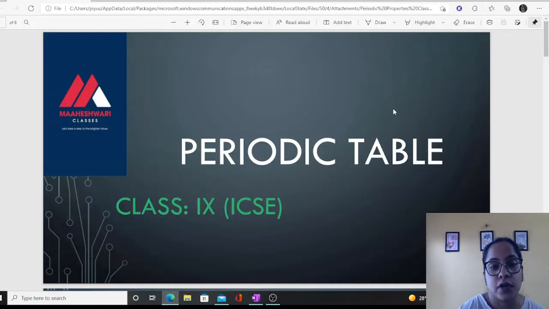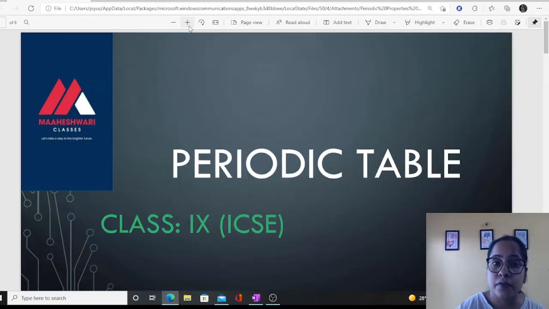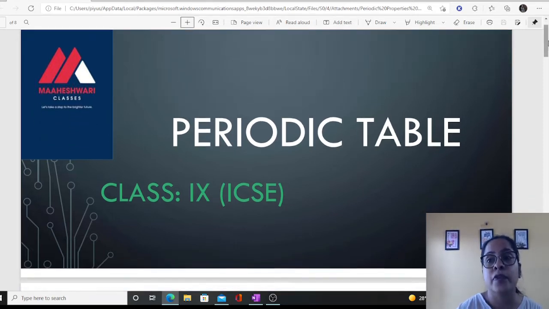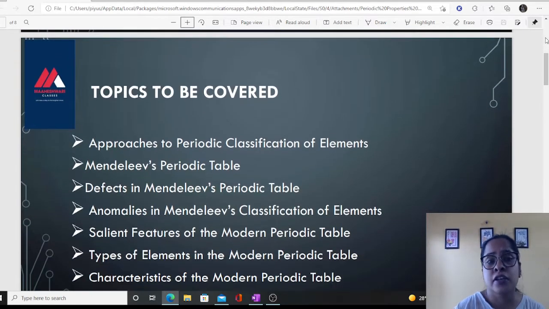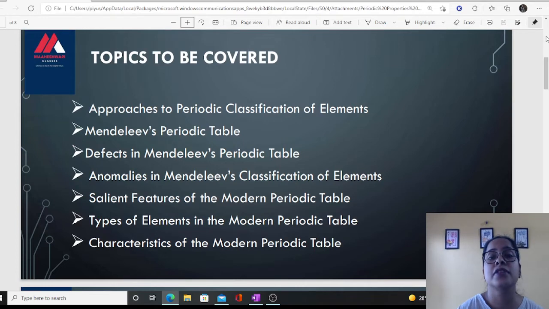Alright, so the periodic table, you all know it is your first chapter in grade 9th, and it also forms the basics of grade 10th, right? So let us start with it. First thing that we are going to see is what are the topics that we'll have to cover. The first thing is we have to see the approaches to the periodic classification of elements. How has it evolved over time?